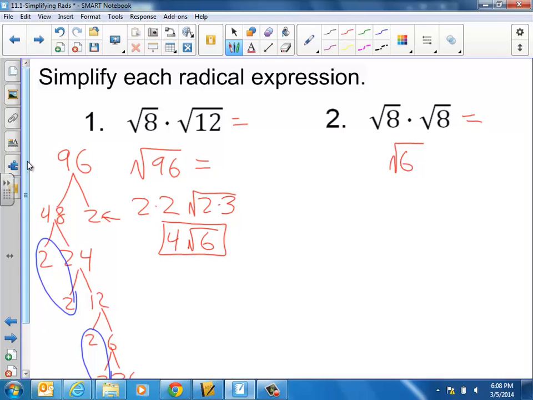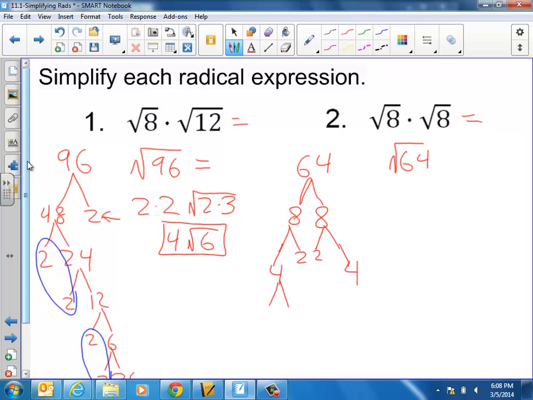8 times 8 gives us radical 64. 64, I'm using the factor tree here. I think it's a nice tool. Many of you guys know what this comes out to be because it's a perfect square. Obviously that's 8 and 8. Each 8 gives you a 2 and a 4.